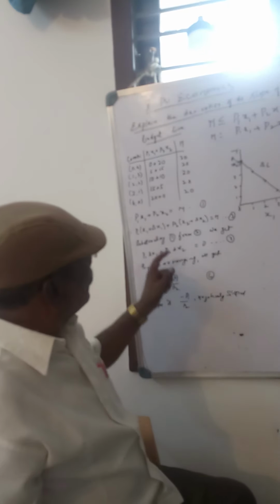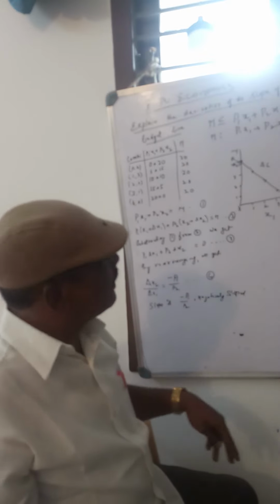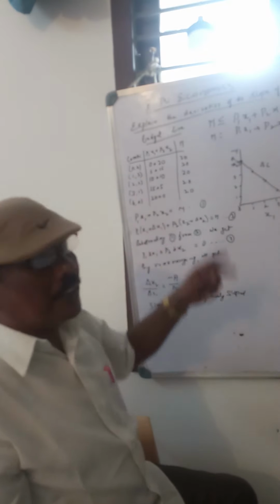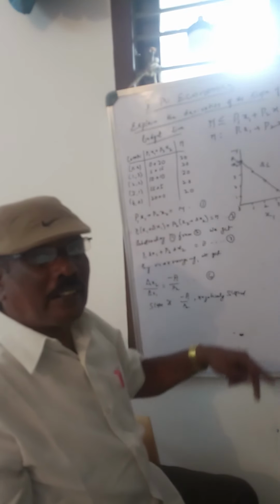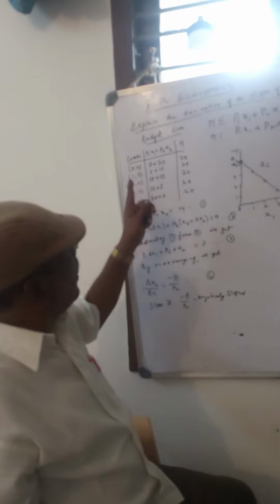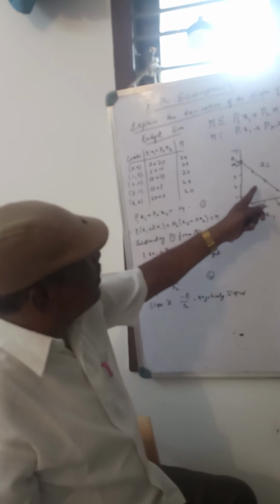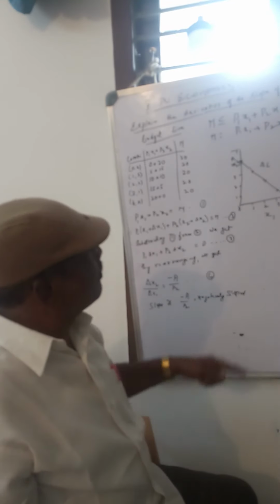Please understand. So you have to explain what the budget line is, and you have to write the formula of both the budget set and budget line, and then you have to write the table. With the help of this table, you have to draw the diagram, right?